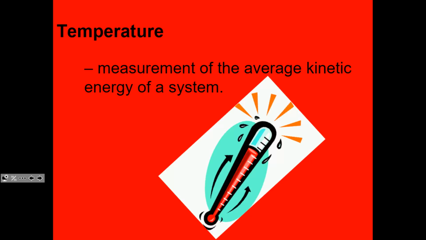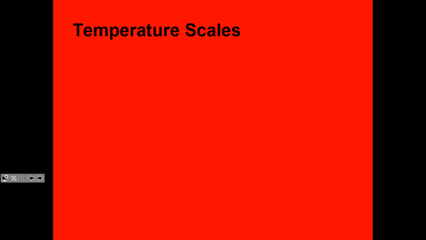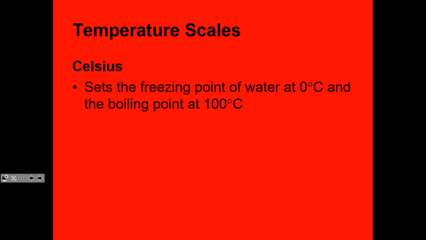Temperature. We use Celsius in science mostly. There's also Fahrenheit and Kelvin. Temperature is a measurement of the average kinetic energy of a system. It measures how fast the molecules are moving, and we call that heat energy sometimes, which we'll learn about later down the road. There are a few temperature scales. The first one that we look at in science is Celsius, but it's not the only one.